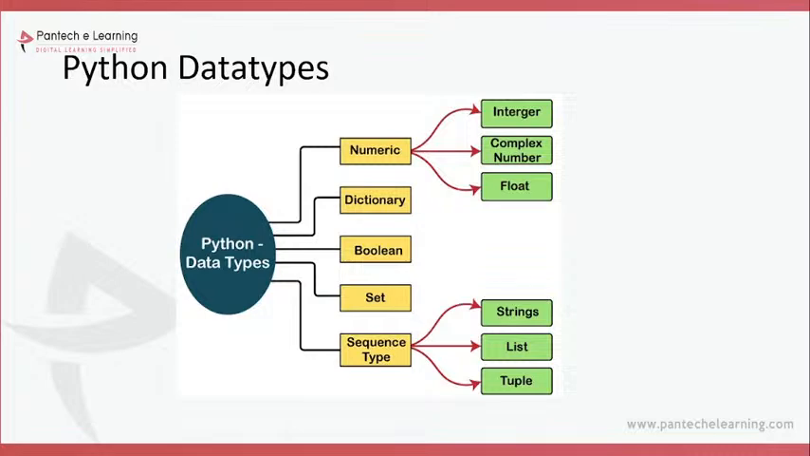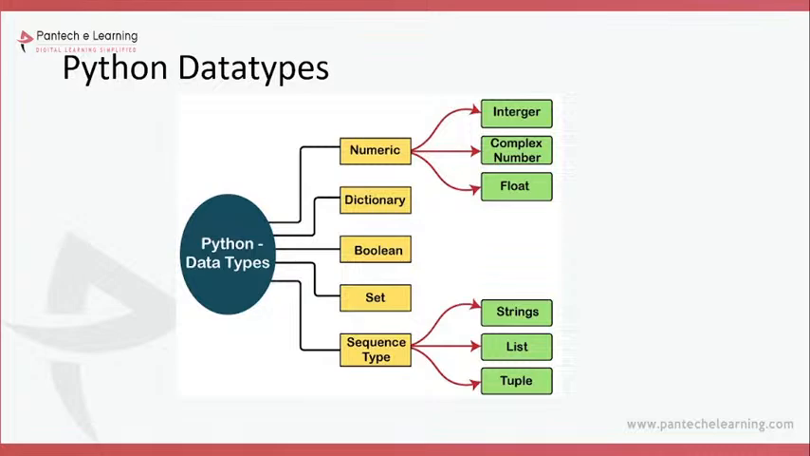Okay, next we are coming to sequence type. There are three types: strings, list, tuple. We all know that a string is a collection of characters, like when we give it in double quotes, triple quotes or single quotes, it is considered a string. In Python, there is no character type. If you want to store one character, it is considered a string of length 1.